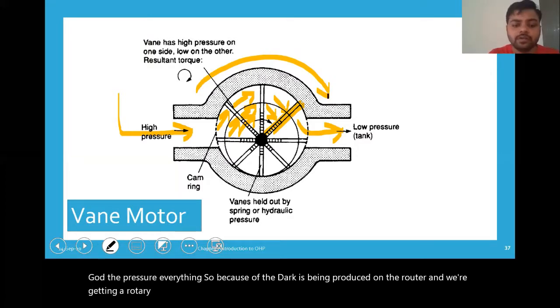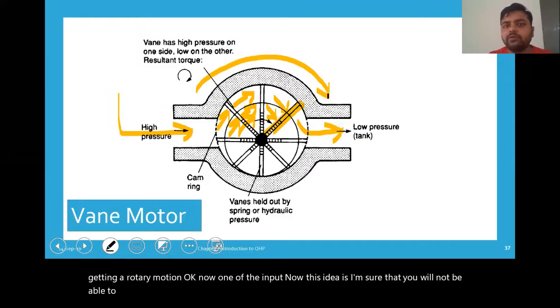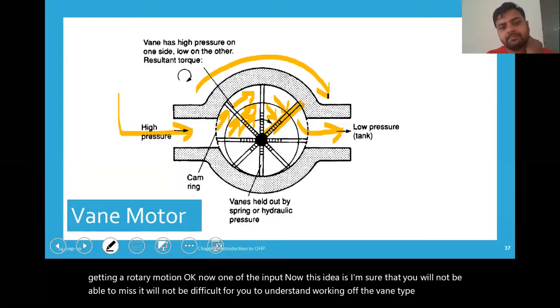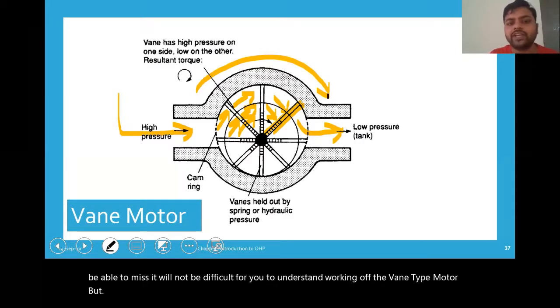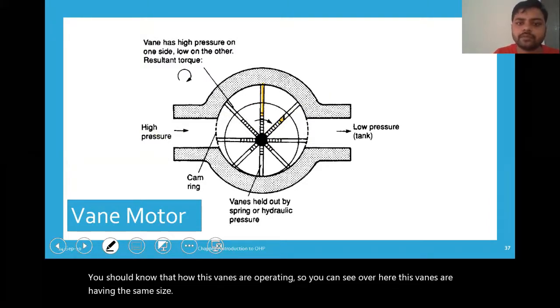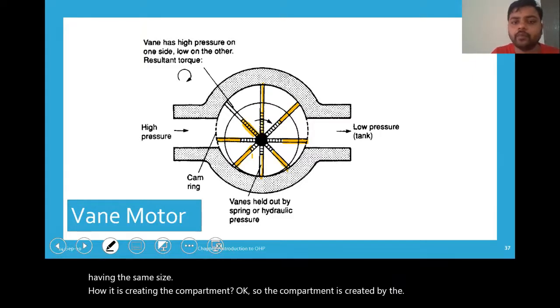Okay. Now, I am sure that it will not be difficult for you to understand the working of the vane type motor. But you should know how these vanes are operating. So you can see over here, these vanes are having the same size. How is it creating the compartment? The compartment is created by the spring provided below.